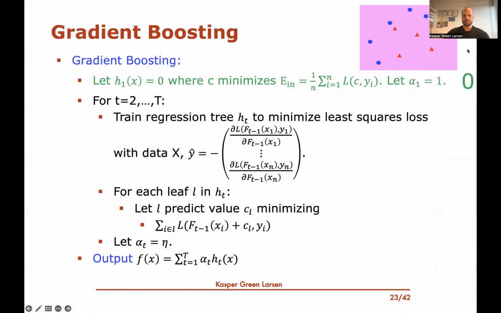So that was the first step. We just figured out we should return the constant 0. That's the prediction that we do up here first. That minimizes the in-sample error if you have to do a constant prediction.